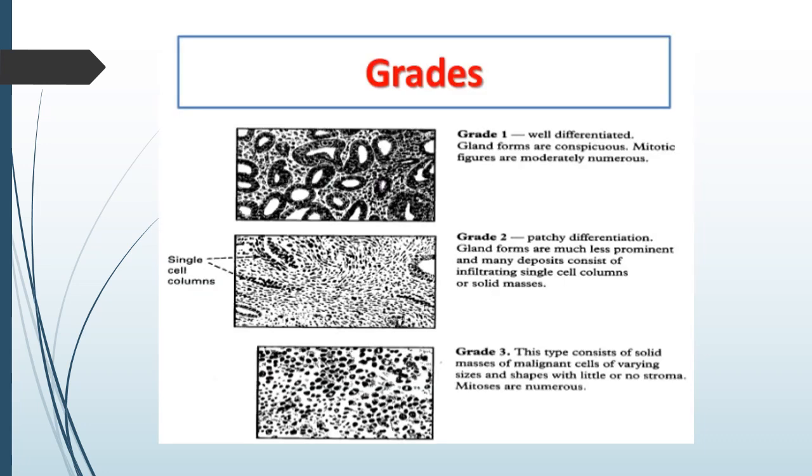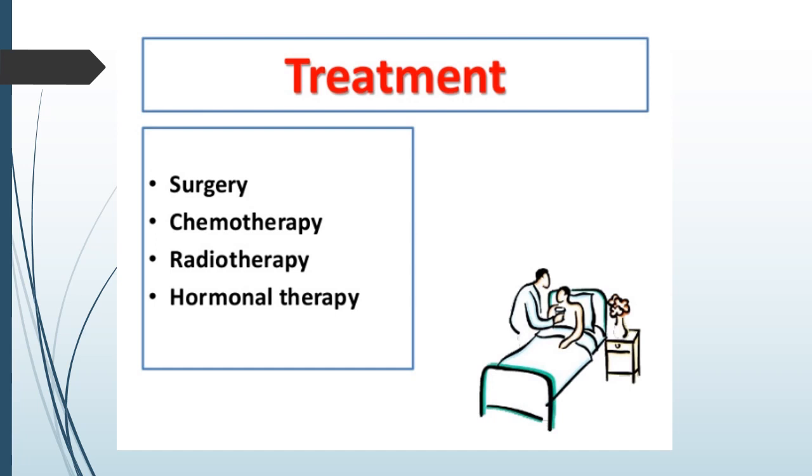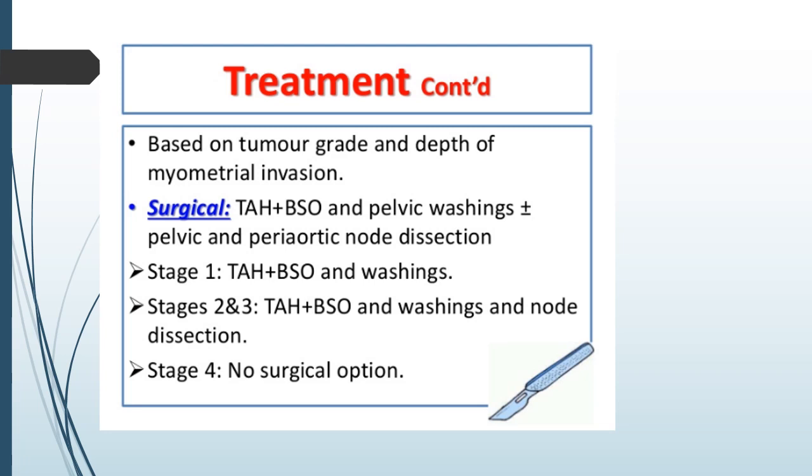Well differentiated, patchy differentiation, and then poorly differentiated. Higher the grade, worse the prognosis. Then what should be the treatment of endometrial carcinoma? Surgery, chemotherapy, radiotherapy, hormone therapy. We'll discuss one.